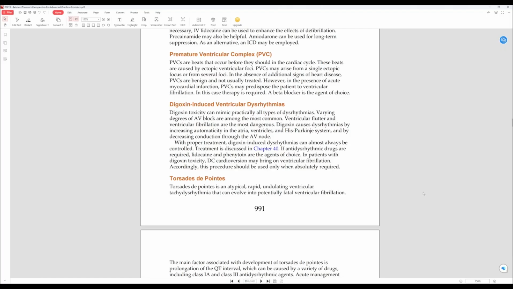The premature ventricular complex, a PVC. PVCs are beats that occur before they should in a cardiac cycle. These beats are caused by ectopic ventricular foci. PVCs may arise from a single ectopic focus or from several foci. In the absence of additional signs of heart disease, PVCs are benign and not usually treated. However, in the presence of an acute myocardial infarction, a PVC may predispose the patient to ventricular fibrillation. In that case, therapy will be required. A beta blocker is the agent of choice in this situation.